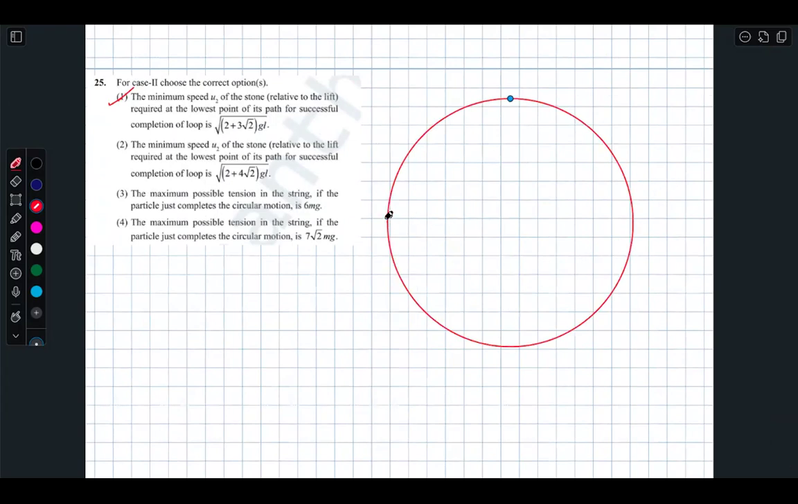Our luck is that you are going with an acceleration equal to g. In that case, 45 degrees.